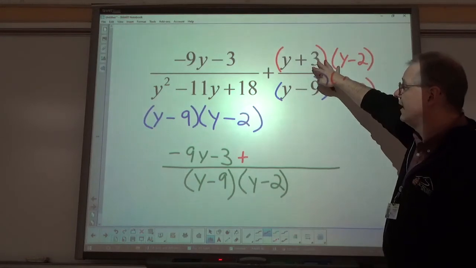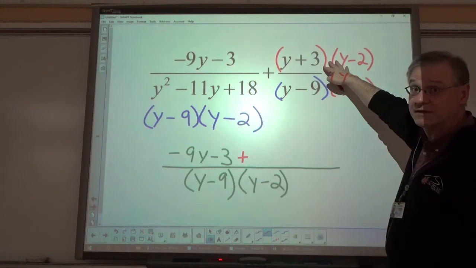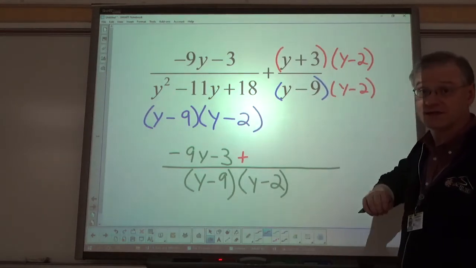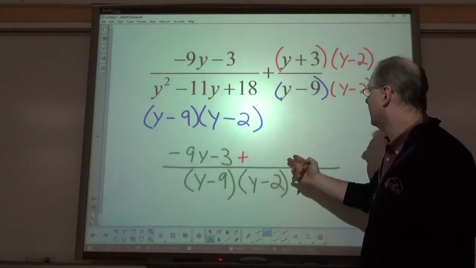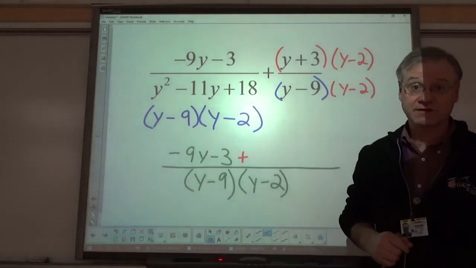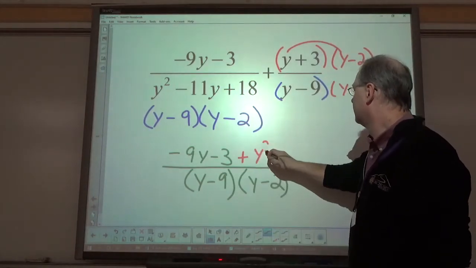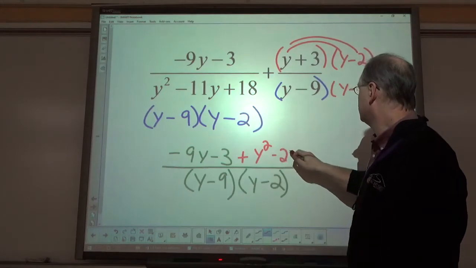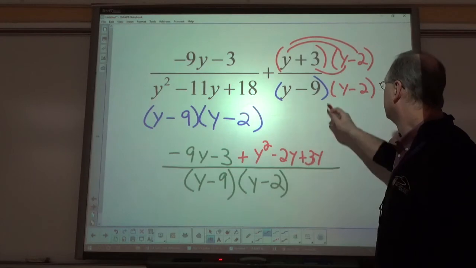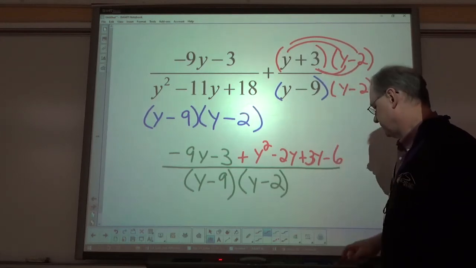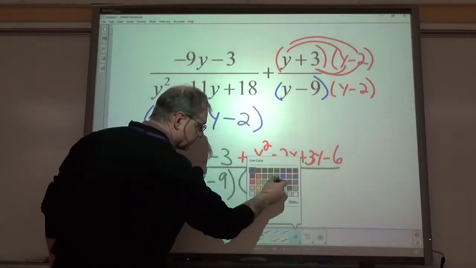Now, I can do that by just rewriting it down here, or I can go ahead and distribute it, and as I distribute it, write it down here. It's up to you which you feel more comfortable with. You could just take y plus 3 times y minus 2, and then later distribute it down here. I'm going to do it as I go. y squared minus 2y plus 3y minus 6. Okay. Let's have a different color here.